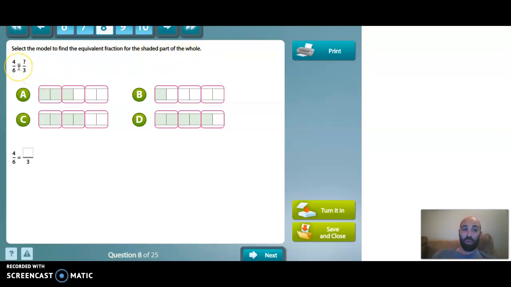Select a model to find the equivalent fraction for the shaded part of the whole. So which one's the same? 4/6 is the same as what thirds? All right. So here, if you look at the shaded part, that's sixths. If you look at the purple boxes, that's dividing that shape into thirds. All right. So 4 out of 6 is the same as out of 3. So you put that number in there. It's a little confusing how they're doing it there. But once again, there are 6 boxes to show sixths. And then the purples are thirds. So if you have 4/6, what is 2/3?